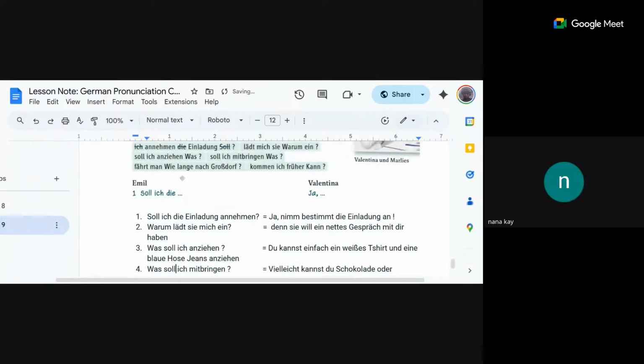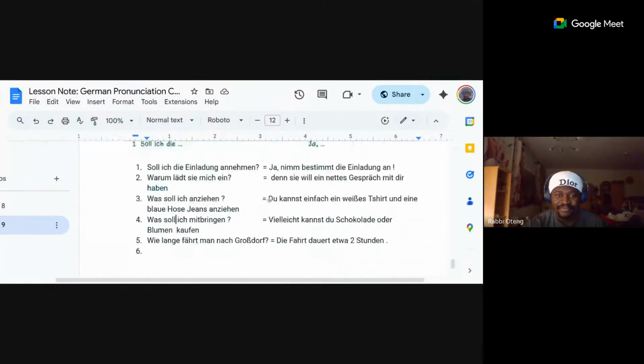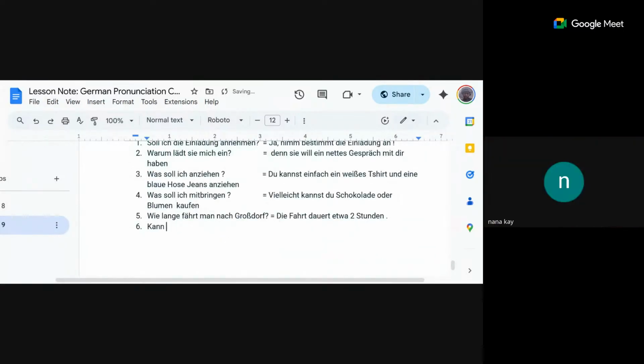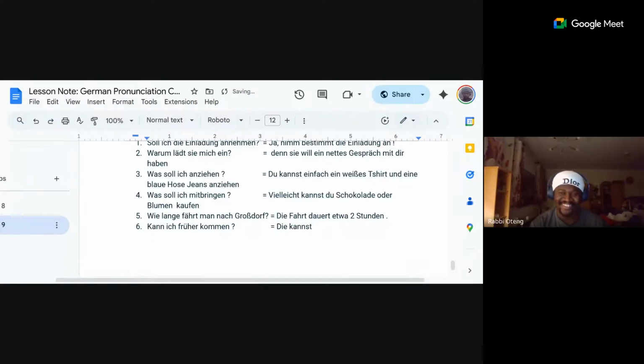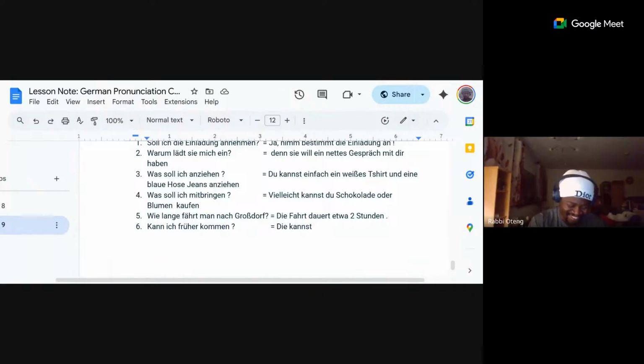Dann kommen. Kann ich früher kommen? Früher kommen. Ja, du kannst vor 2 Tage. Sehr. Ja. Oder?